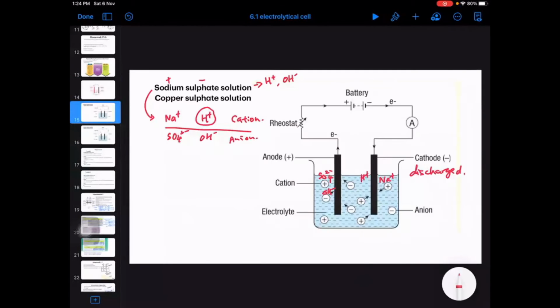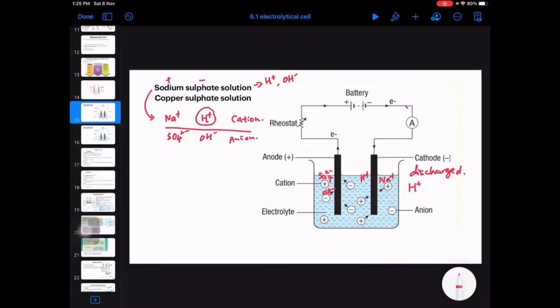Okay, it's less electropositive. And what does it mean to discharge? It will lose the positive charge. But how does it lose the positive charge? The positive charge means that this hydrogen ion has left one electron, so that's why it's positive. So to lose the charge, it needs to receive a negative electron.